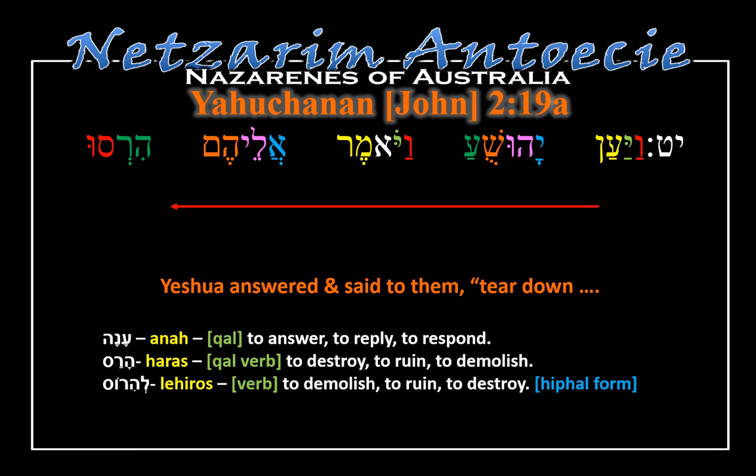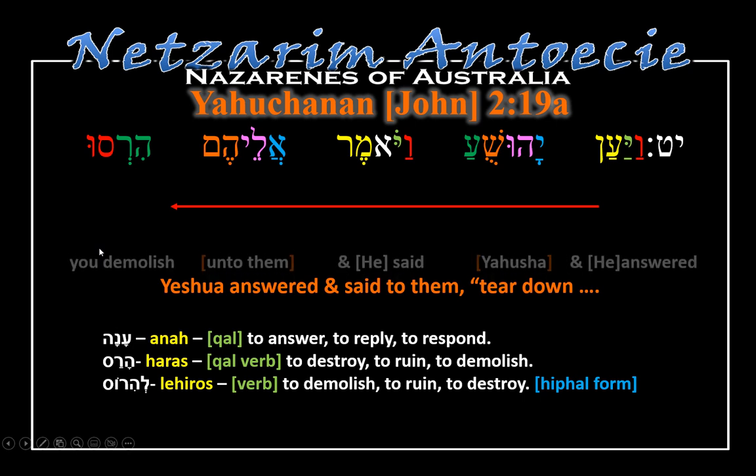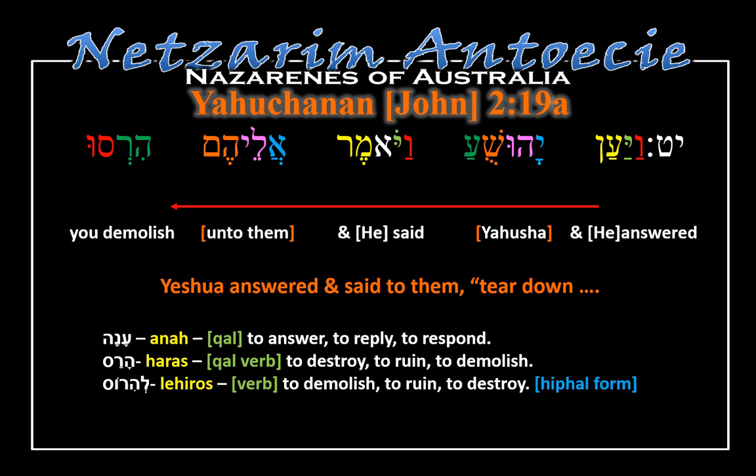So now we can read that, and we get Vaya'an, Yahushua, Vayomer, Alehem. Here, su. And the translation: and he answered Yeshua, and he said unto them, you demolish. And the normal translation: Yeshua answered and said to them, tear down.